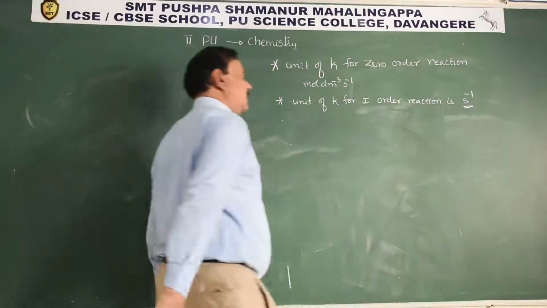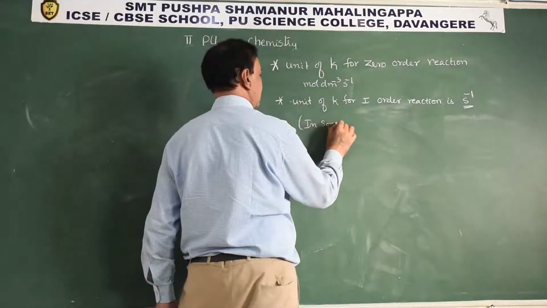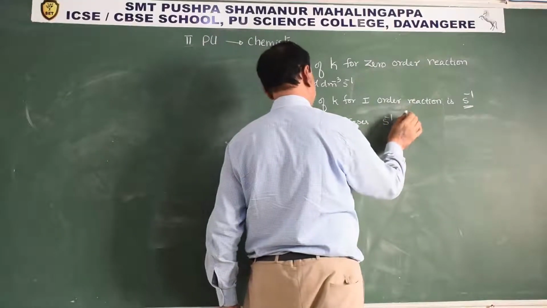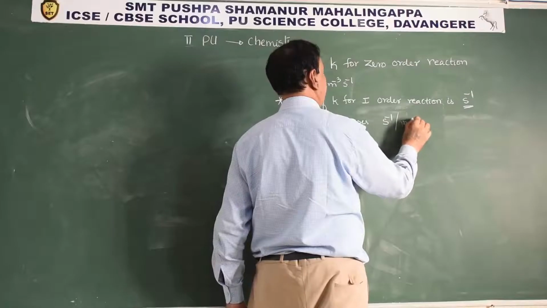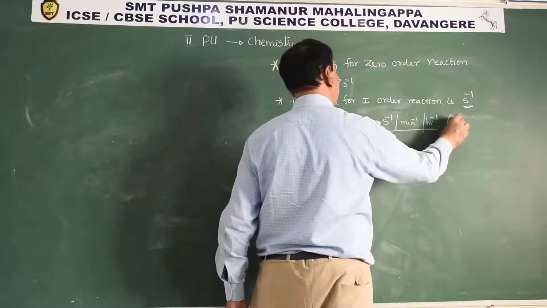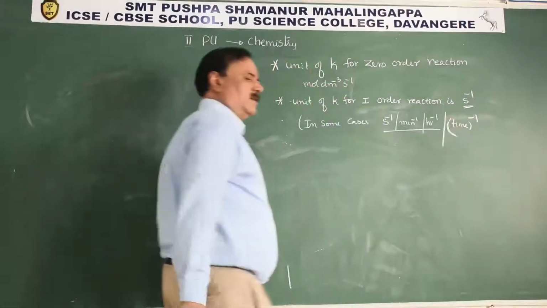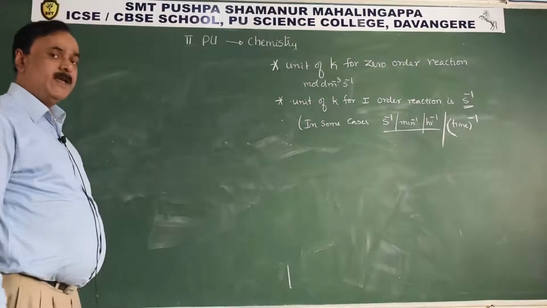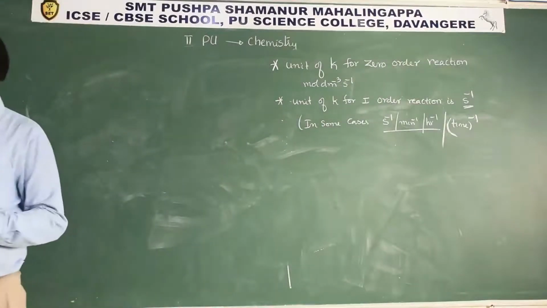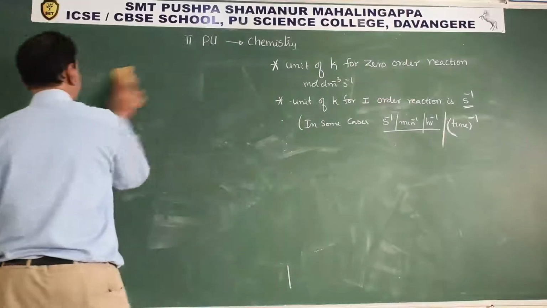Per second, time to the power of minus 1. In some cases, it may be second to the power of minus 1 or minute to the power of minus 1 or hour to the power of minus 1, or in general time to the power of minus 1. Time may be in terms of second or minute or hour or even day or year. The half-life decay process is also a good example for first order chemical reaction.